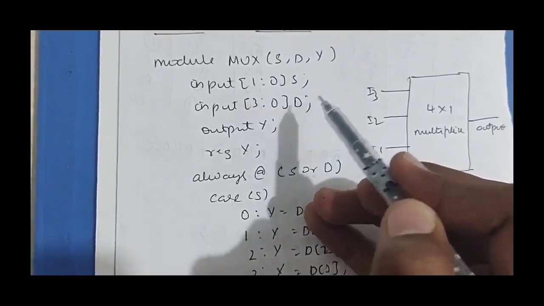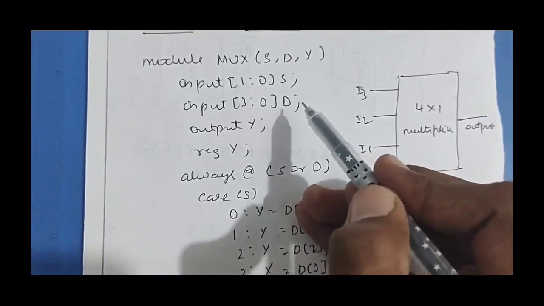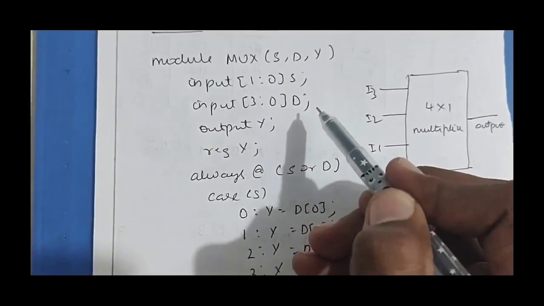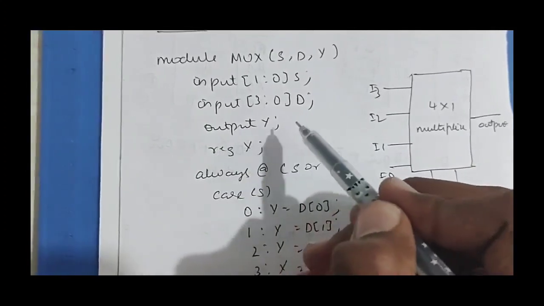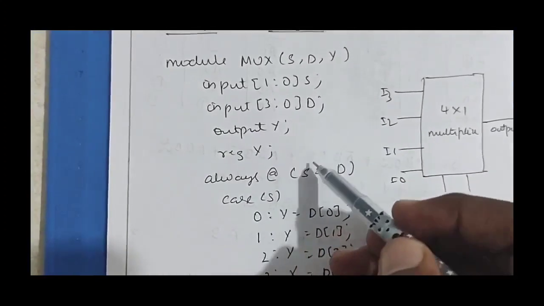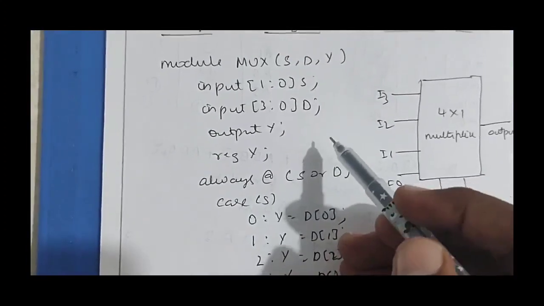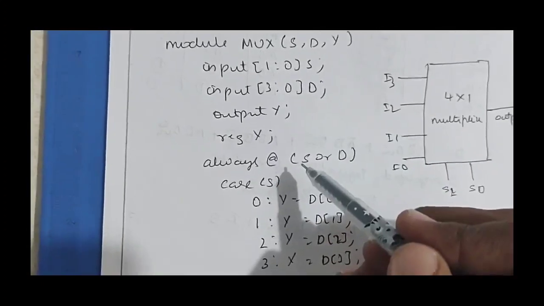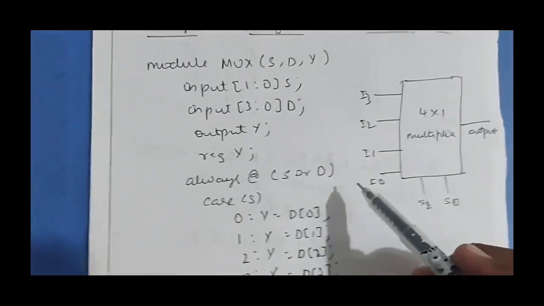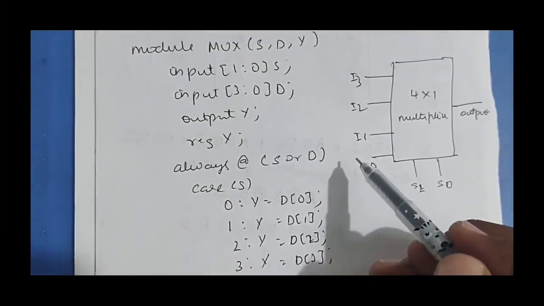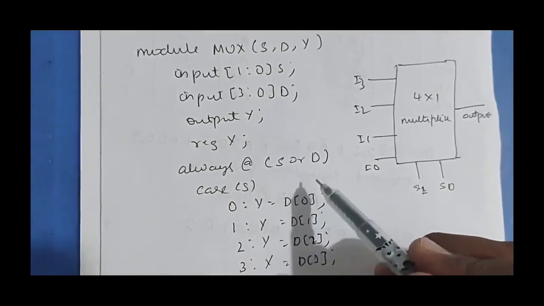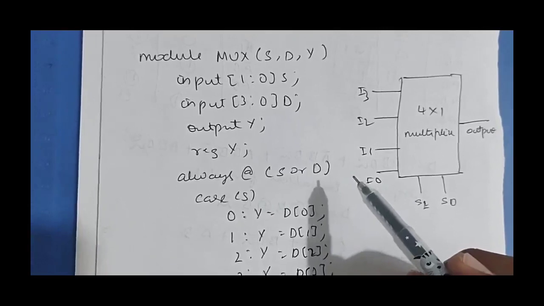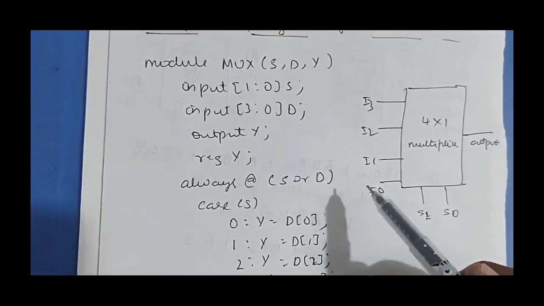It represents the possible values that can be selected based on the selection input, and here the output is y. Reg y is the declaration of the register used to store the output value. The always @(s or d) statement specifies that the logic should be triggered whenever there is a change in either the select lines or the data input.